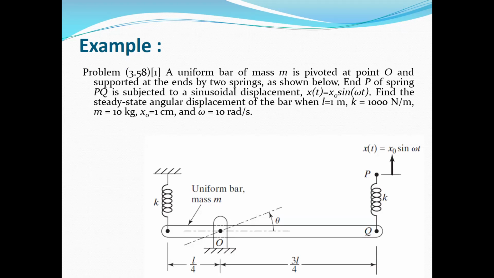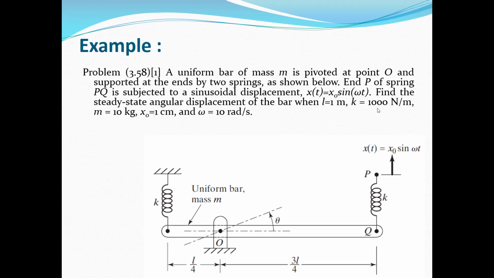The next example, we have a uniform bar of mass m, which is pivoted at point O and supported at the ends by two springs as shown below. And point P of spring PQ is subjected to a sinusoidal displacement x(t), which is x naught sine omega t. Find the steady state angular displacement of the bar when L is equal to 1 meter. L is the length of this bar.